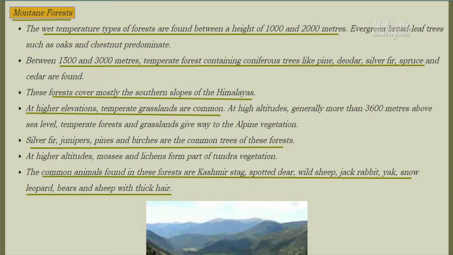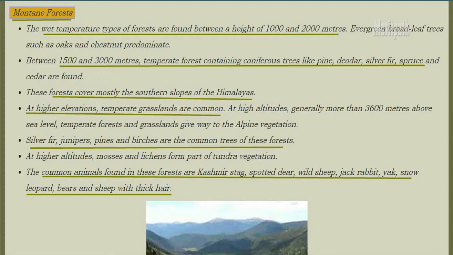At higher elevations, the temperate grasslands are found. So, at a height more than 3600 meters above the sea level, the temperate forests and grasslands give rise to alpine vegetation. Silver fir, juniper, pine, birch, these are the common trees found here. Apart from higher altitudes, mosses and lichens are also found as a part of tundra vegetation.